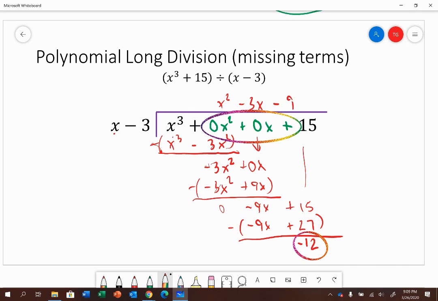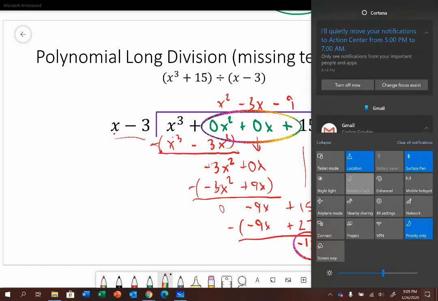Well, what it means is that x minus 3 does not evenly divide into x cubed plus 15. And this remainder tells us something important. Basically, it tells us that x minus 3 is not a factor of x cubed plus 15. But there's something else, and that can be summed up in this next slide.